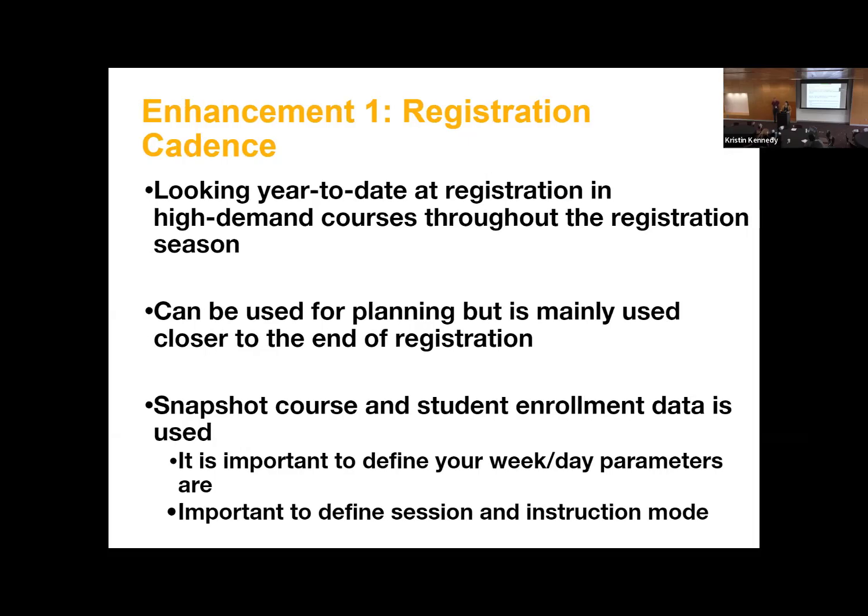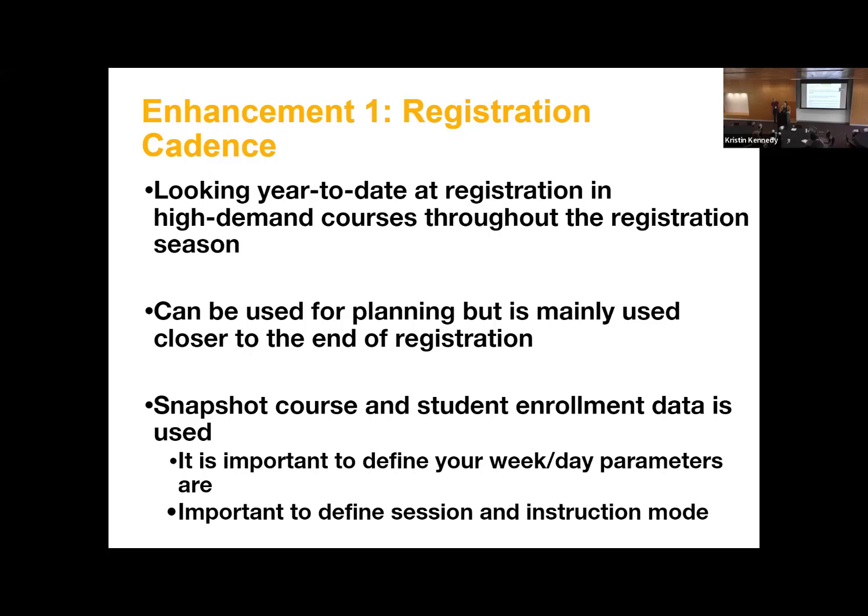Registration cadence is that idea of looking year to date at registration in these high demand courses throughout the registration season. A great example would be some of the courses that first year students take, as they're enrolling at ASU throughout the season. If you compare that to an upper division course mainly taken by majors in their third or fourth year, you're going to see very different trends in enrollment when you look at that progression.